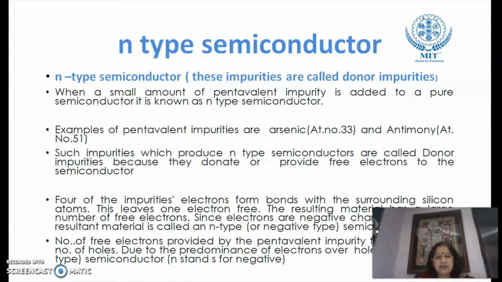And so the result is the creation of an N-type semiconductor, since the number of free electrons provided by the pentavalent impurity far exceeds the number of holes. We know that free electrons are also created due to thermal energy as covalent bonds break, so free electrons and holes are created. But in an N-type semiconductor, there is a predominance of free electrons compared to holes. Hence it is called an N-type semiconductor, where N stands for negative.